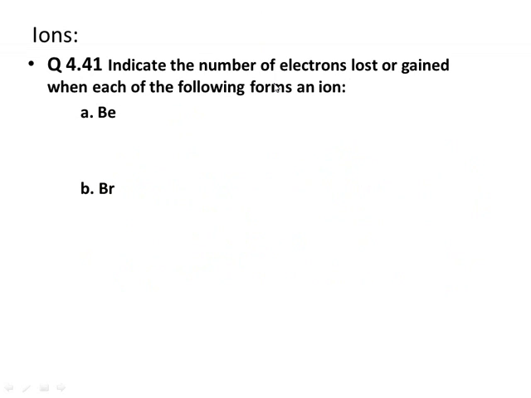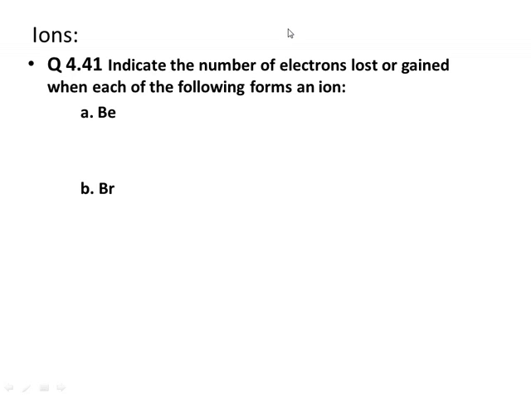Okay, indicate the number of electrons lost or gained when each of the following forms an ion. Now this is using the octet rule, which says that atoms either lose or gain electrons in order to achieve a noble gas octet, to have an octet in their valence shell. Also remember that the capacity for the first shell is just 2. So the octet rule basically says atoms lose or gain electrons in order to have 8 in the valence shell, or 2 if the valence shell is the first shell.